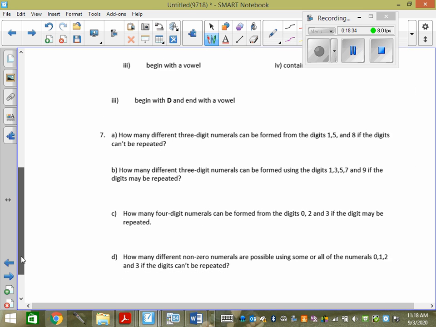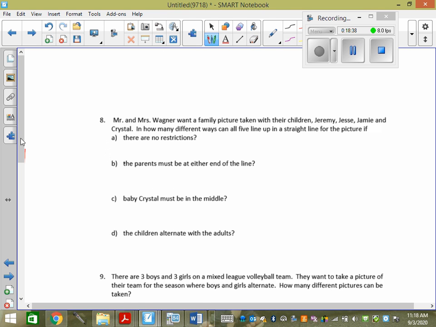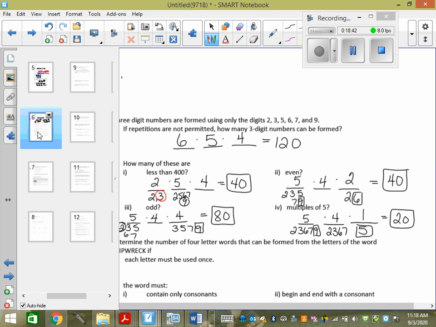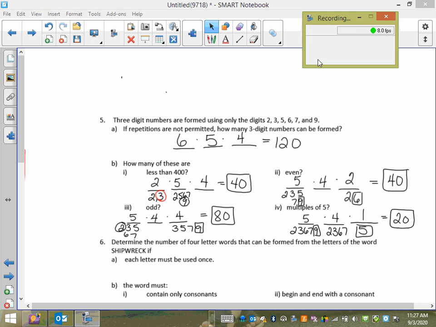We can do 6, 7, and 8, and 9. So work on those. I'll give you about 5 to 10 minutes, depending on how good you work. And we're moving on to factorial.